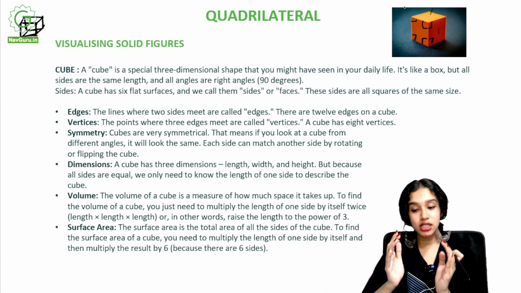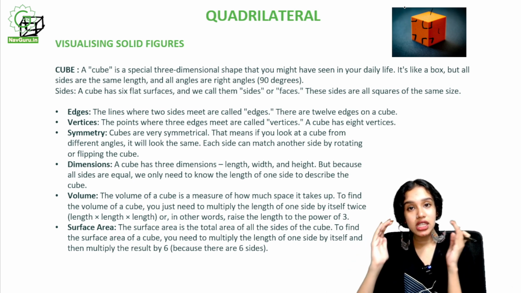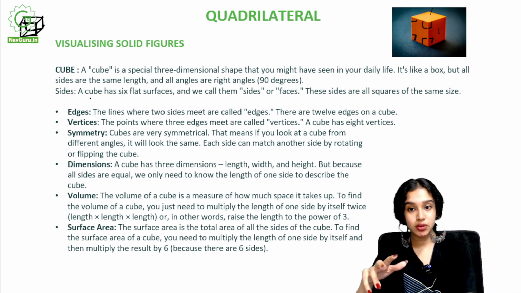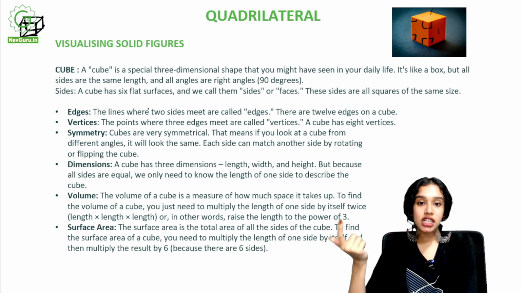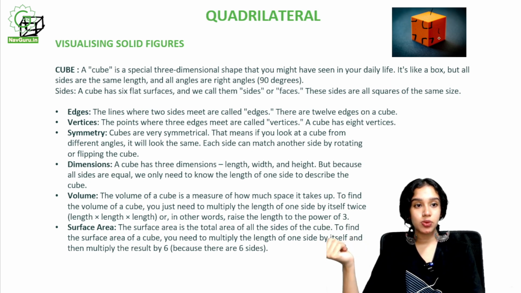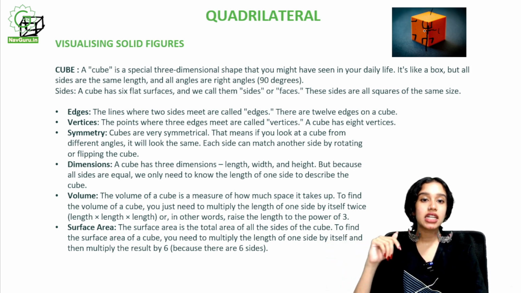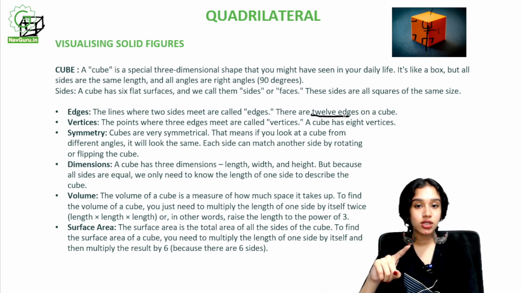So, what does a cube consist of? It consists of 6 faces with the same size. Now let's look into some terms which we have about cubes. So edges: the lines where two sides meet are called edges. We talked about edges when we were talking about cuboids. When two faces meet at a line, that is called the edge of the figure. So for a cube there are 12 edges.